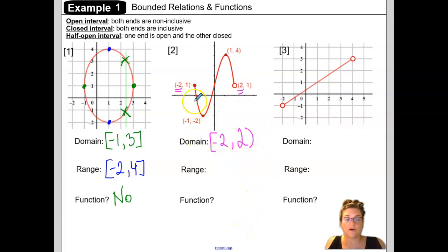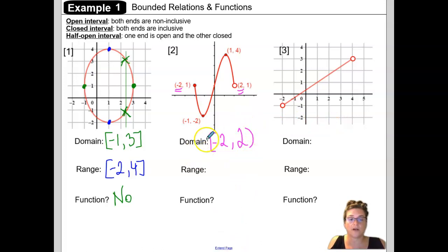So my domain is all these x's from -2 inclusive all the way up to, but not including +2, right, because of that open circle. So 1.99999 would be fine, but it can't actually equal 2.